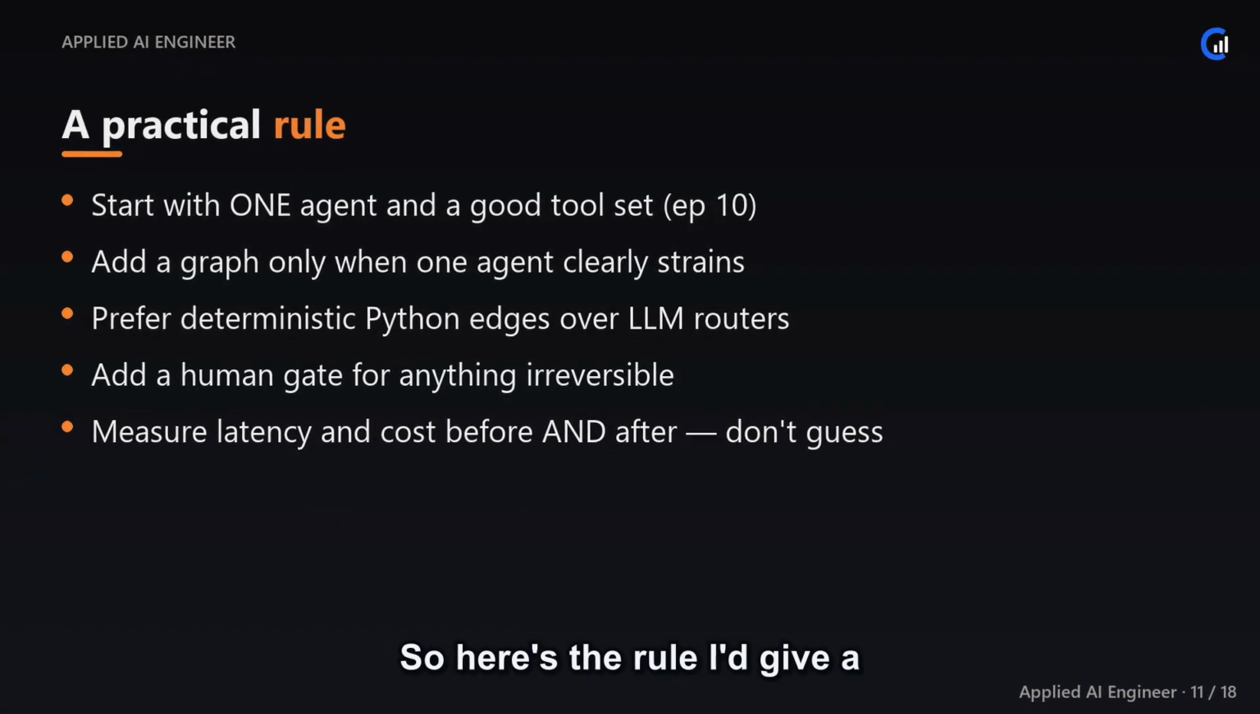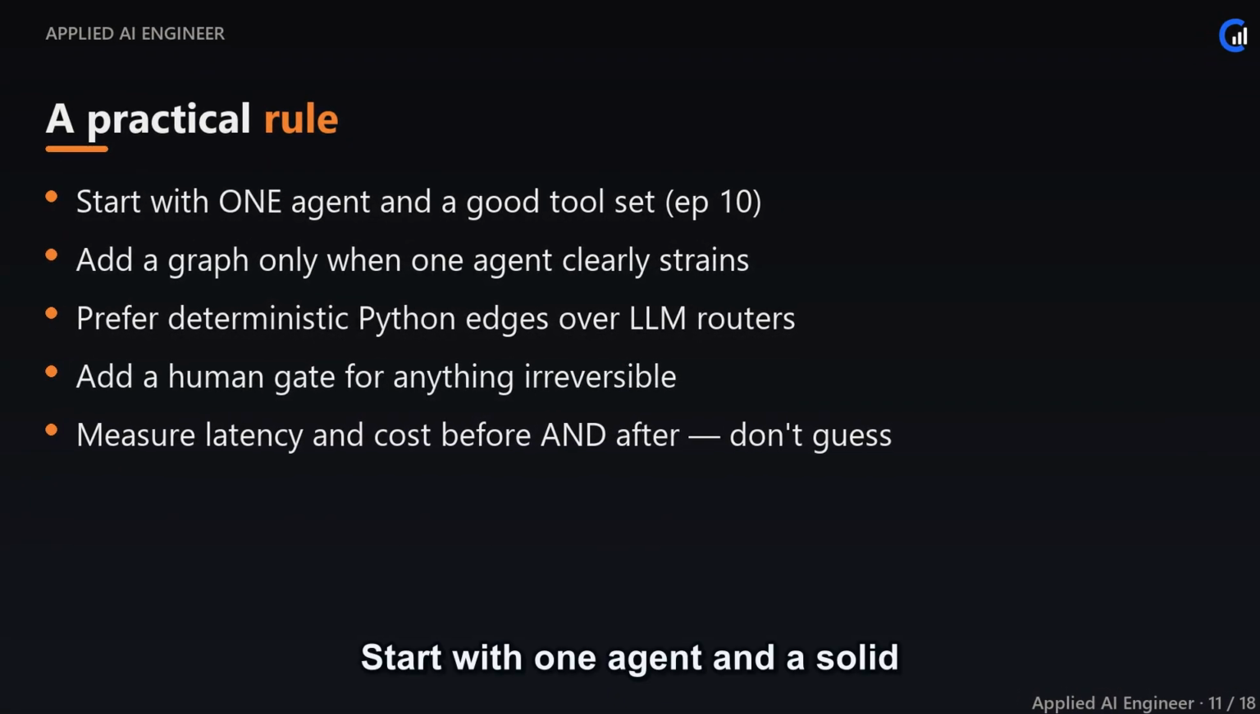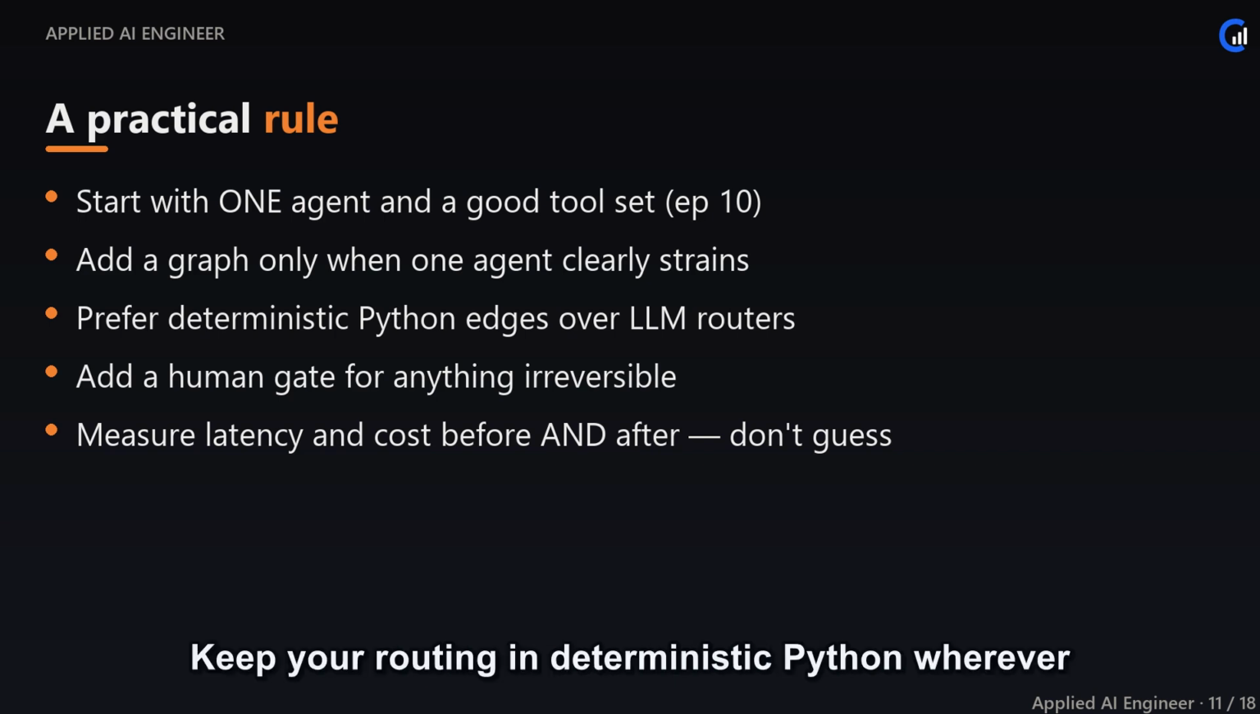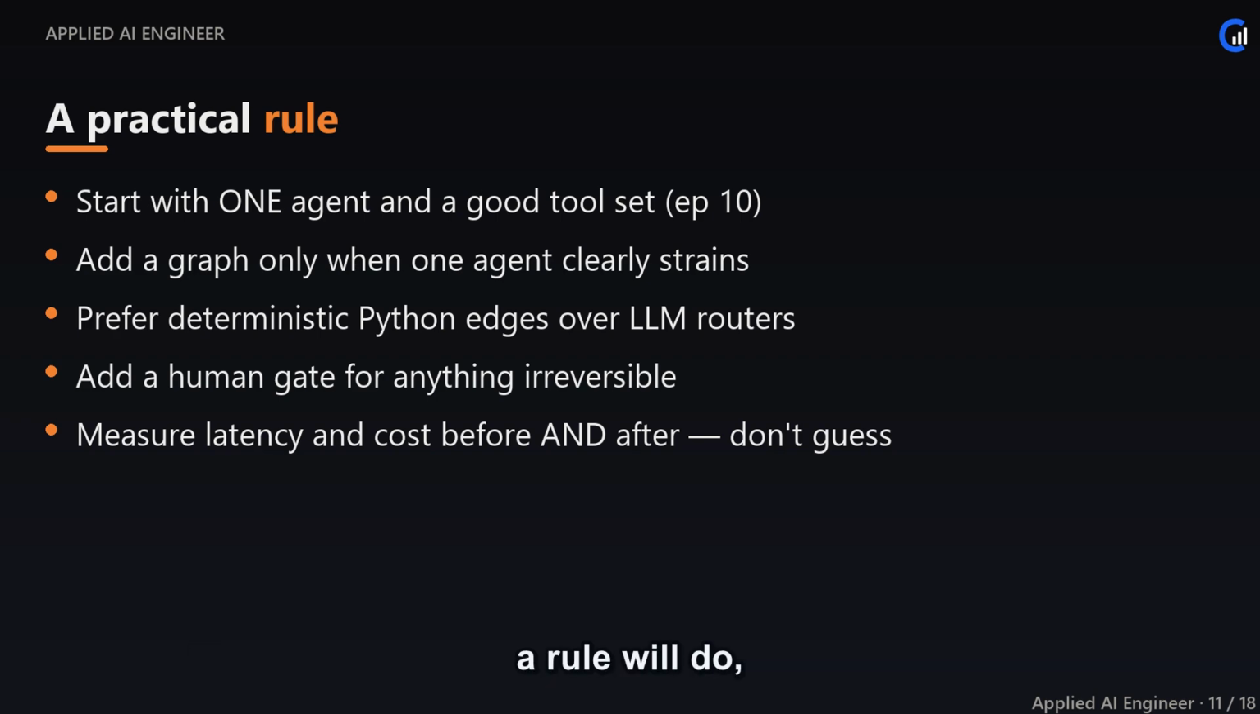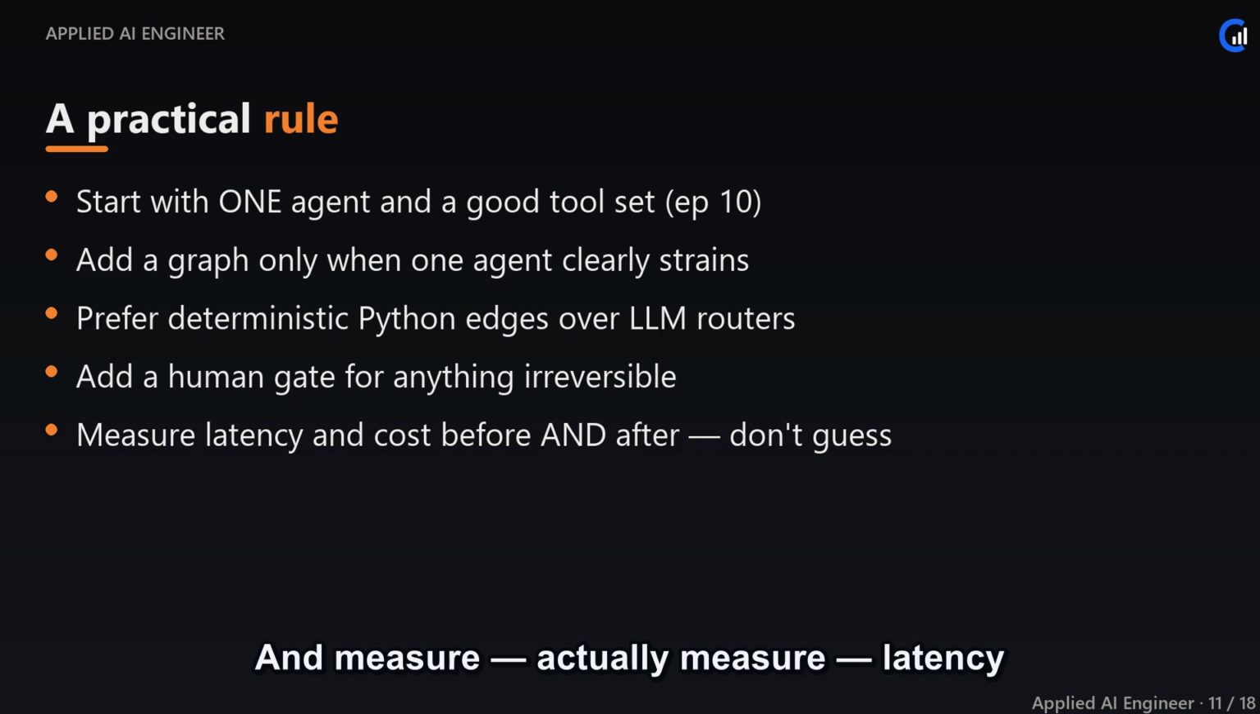So here's the rule I'd give a teammate. Start with one agent and a solid tool set, the episode 10 design. Only reach for a graph when that single agent visibly strains, when contexts overflow, or when the work has a clean seam between distinct skills. Keep your routing in deterministic Python wherever a rule will do, instead of paying a model to decide control flow. Put a human gate in front of anything irreversible. And actually measure latency and cost before and after, because the elegant diagram is not the same as a faster, cheaper product.